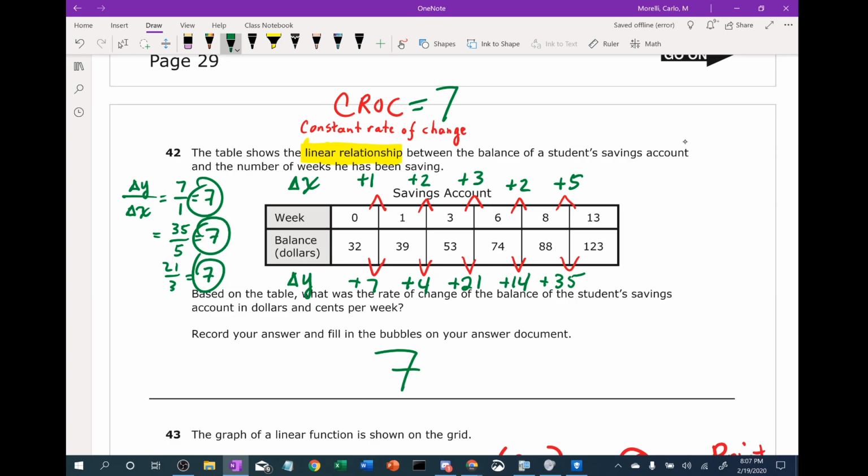Now, raise your hand. Well, wait a minute. There's no way for me to see that. Say something in chat or on Discord if you want me to show you how to do this on the calculator.